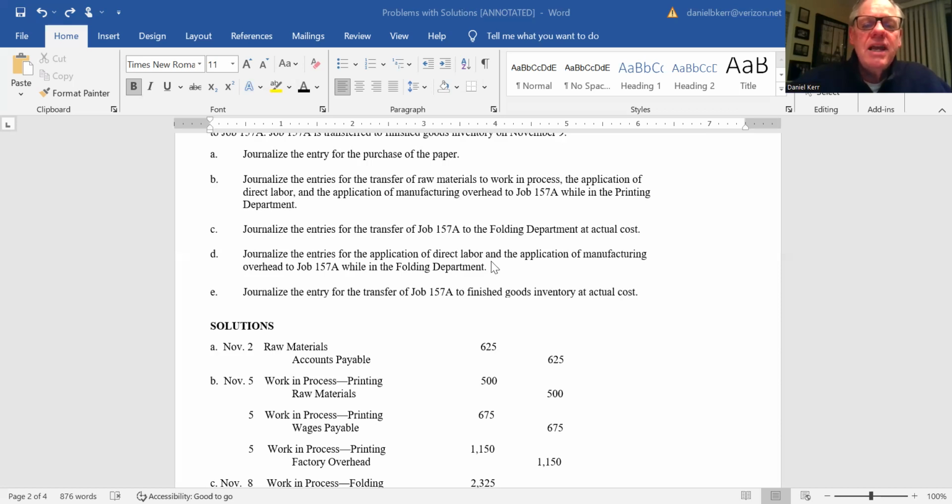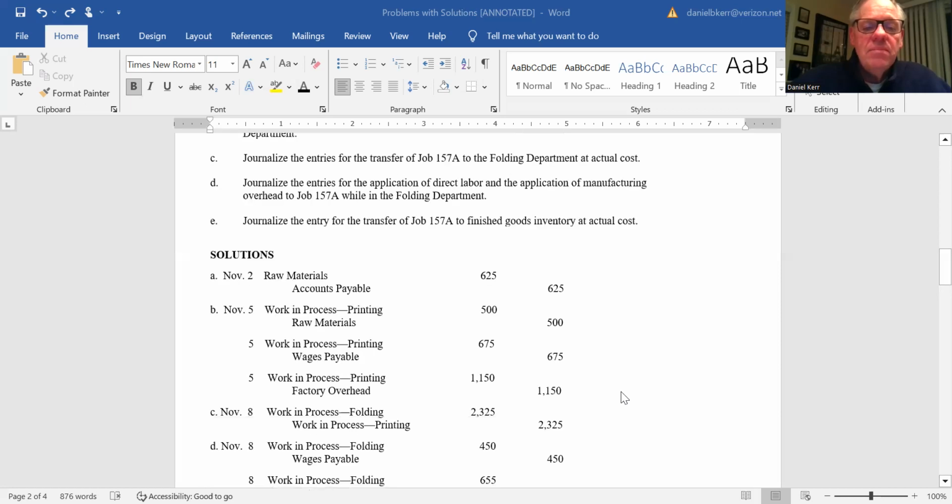C, journalize the entry to show the transfer to the folding department. So you have to add up all these costs here, and all these costs had to be transferred out of the printing department to the folding department.